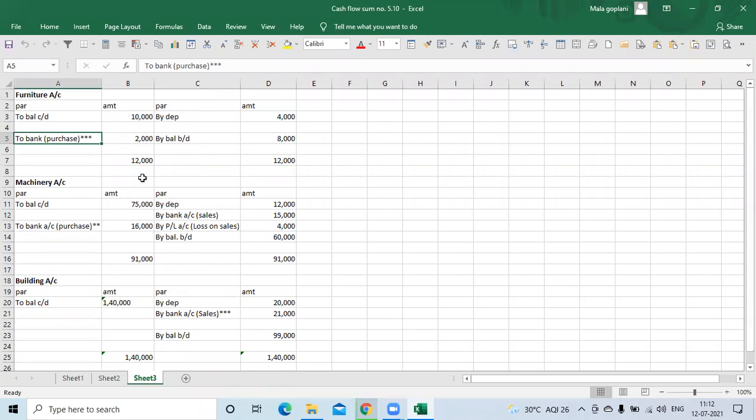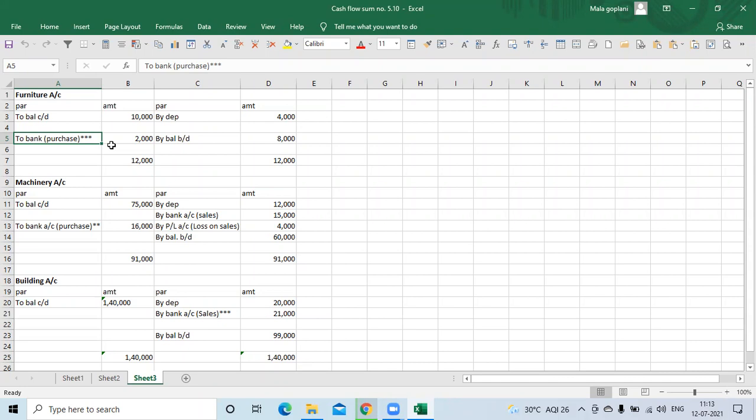But you will not write purchase. You will write Bank, because on purchase cash goes out. Therefore, to bank account bracket purchase. And this asterisk mark shown here, 3 asterisk signs, is known as the balancing figure. It is a symbol of balancing figure. So, to bank account bracket purchase 2,000 balancing figure. So leaving opening and closing balance, how many effects will be shown in the cash flow statement?